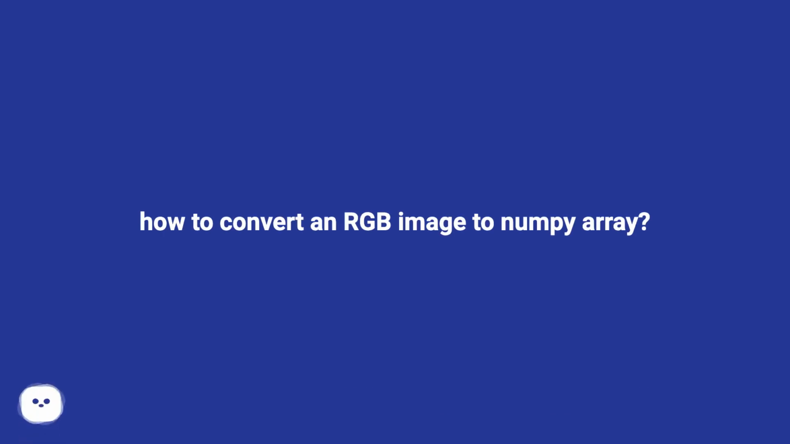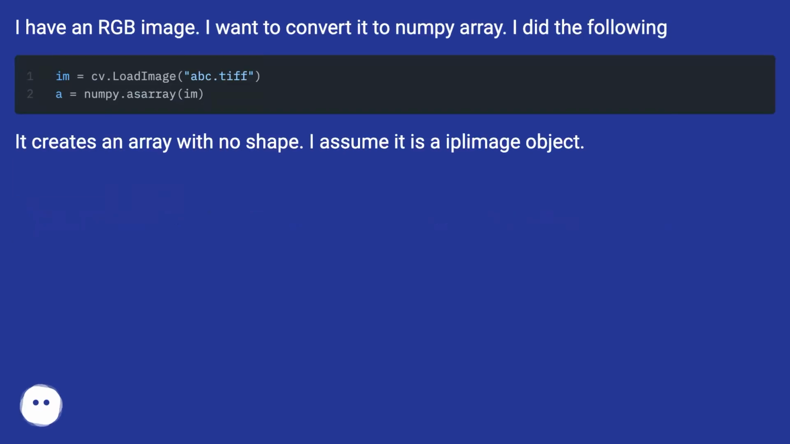How to convert an RGB image to Numpy array. I have an RGB image. I want to convert it to Numpy array. I did the following. It creates an array with no shape. I assume it is an image object.